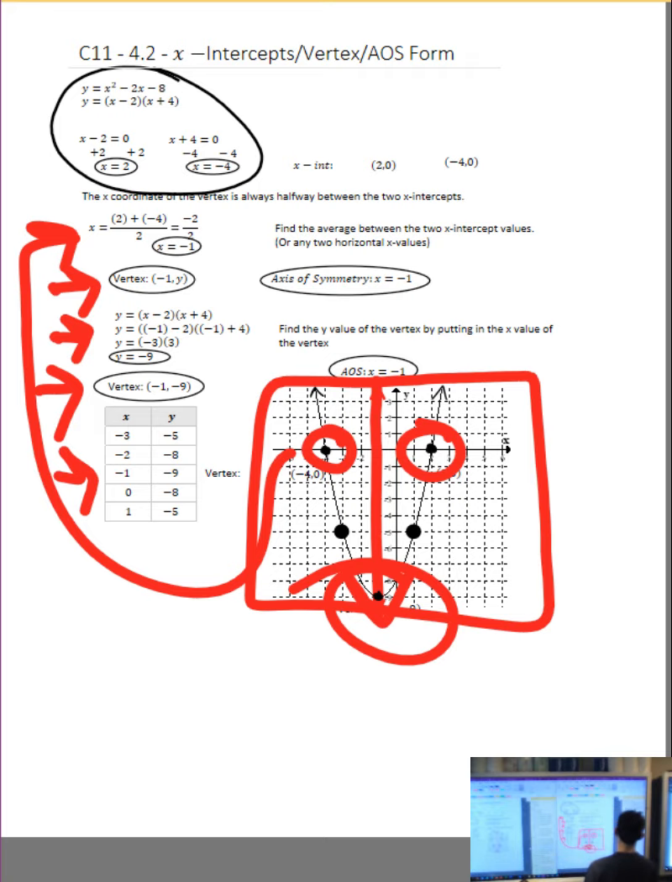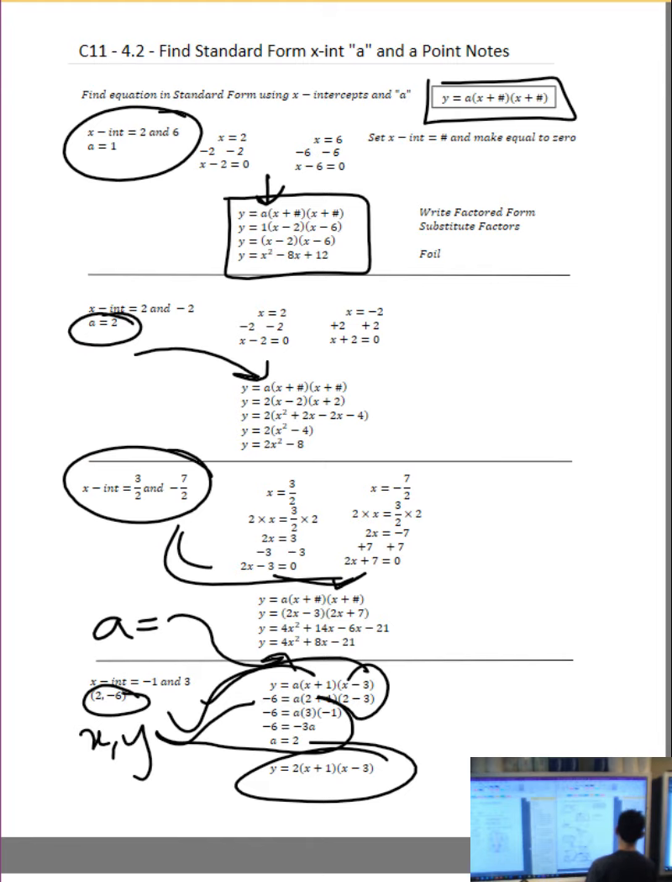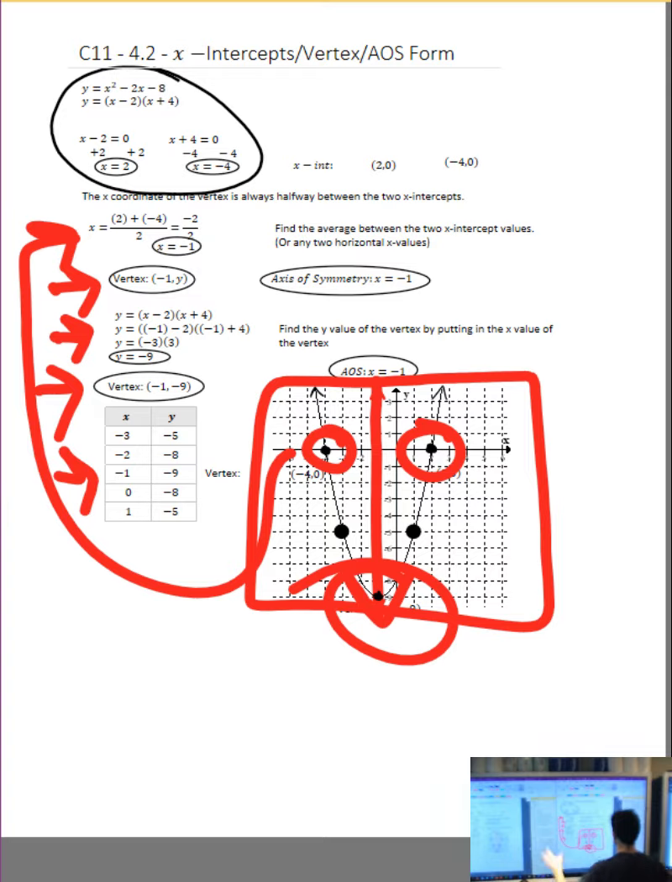So a little review. We found standard or factored form with x-intercepts or a values, and then we talked a little bit more about how the axis of symmetry, the thing that cuts it vertically in half, symmetrical on both sides, is exactly x equals the average of the x values of the two horizontal points. Okay, that's finding the equation.